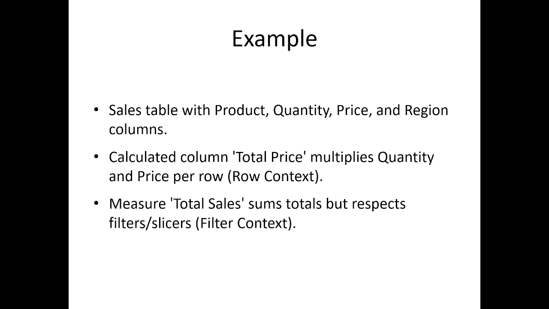Let me show an example. Say you have a sales table with columns product, quantity, price, and region. A calculated column for total price will multiply quantity by price for each row. This is row context. The measure to calculate total sales across regions will sum these totals, but any filters or slicers you apply, that's filter context.